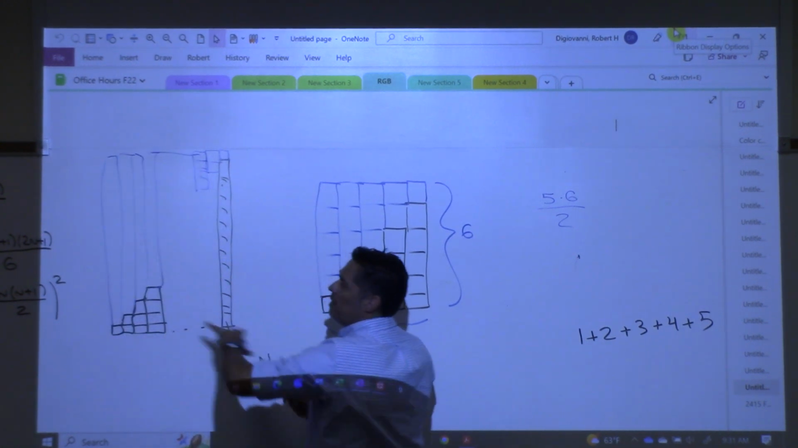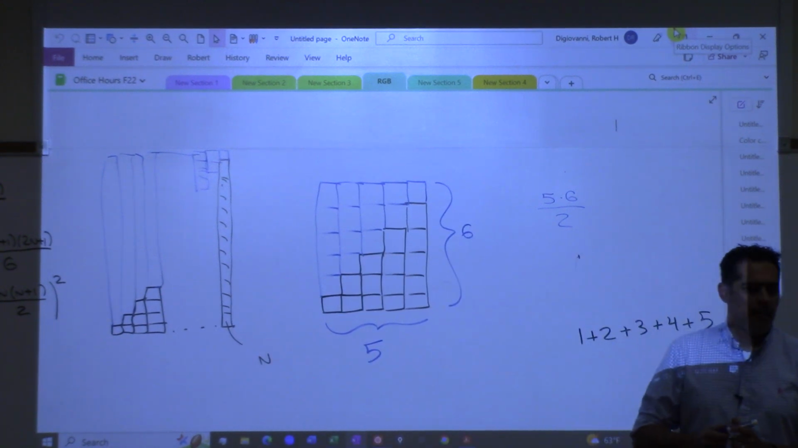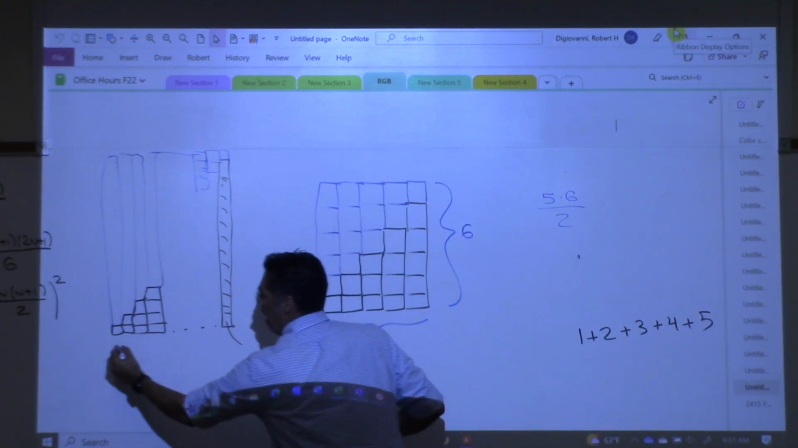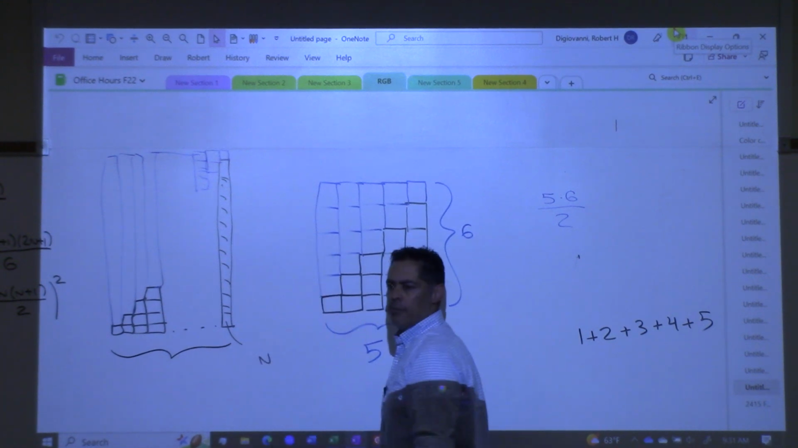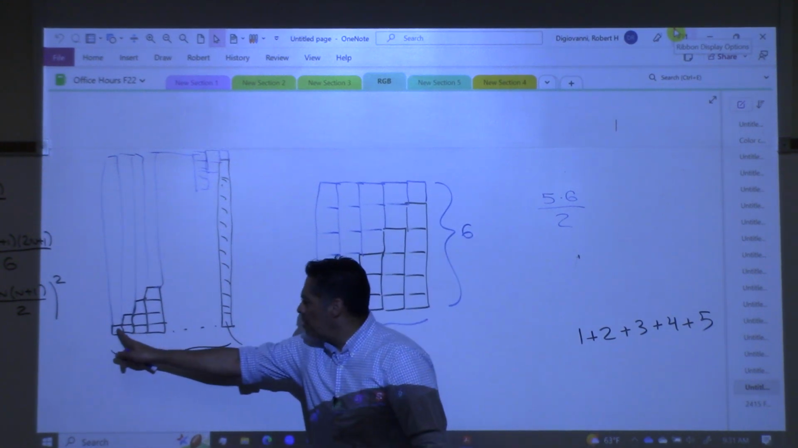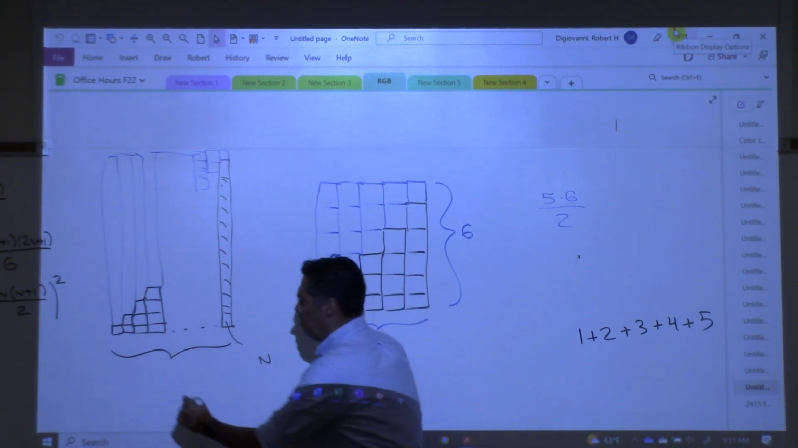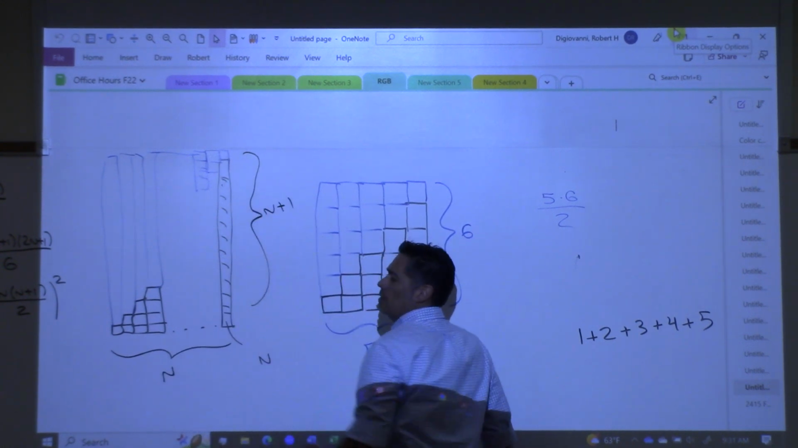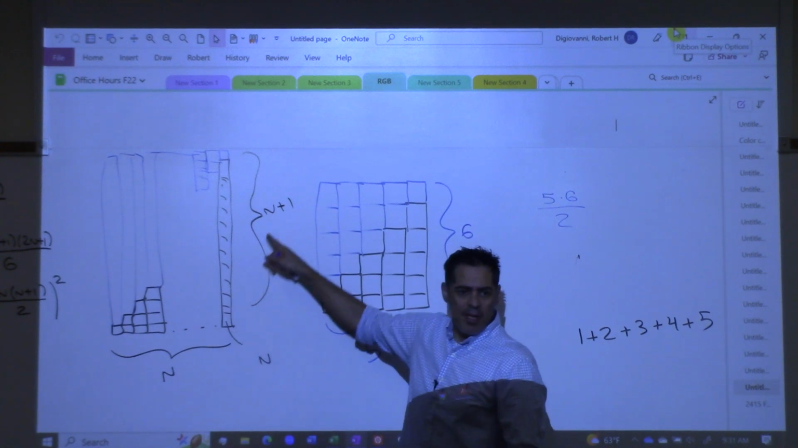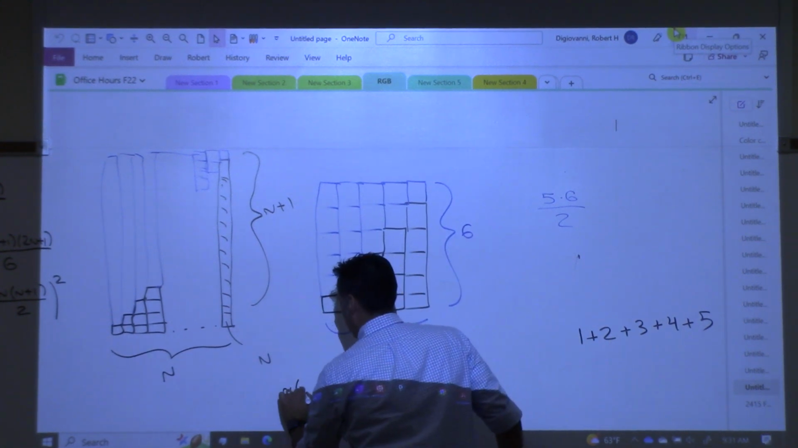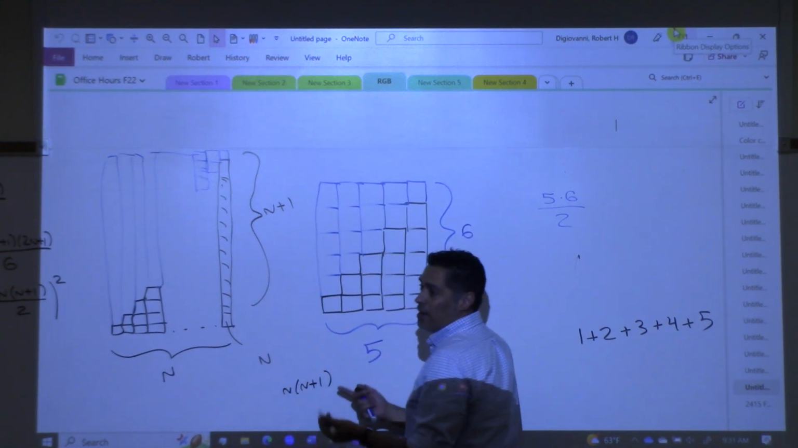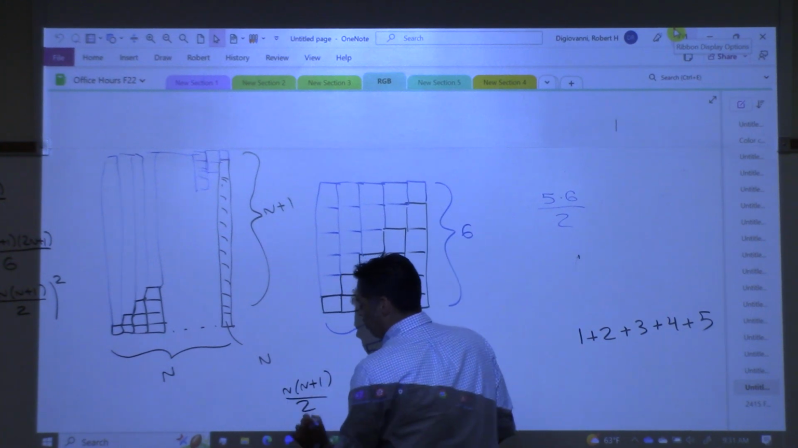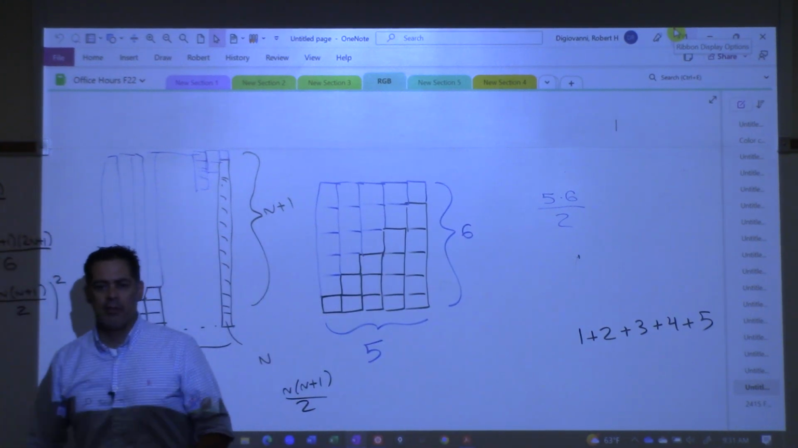And this is all filled in, isn't it? How many squares do I have this way? Or sorry, how many across the bottom? N. How many tall? N plus 1. So if I multiply the n times n plus 1, that's twice as much, right? So I divide that by 2, and that's your formula.